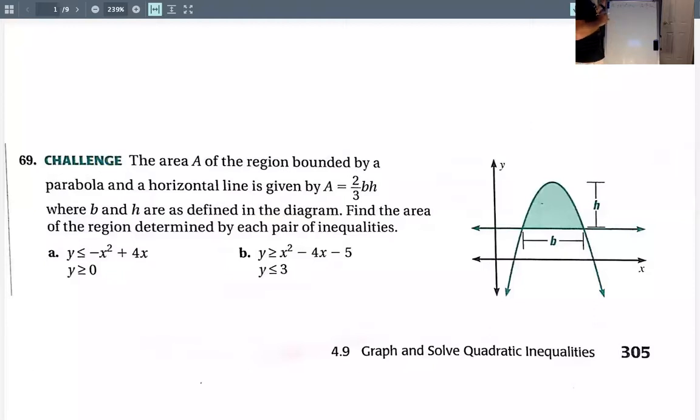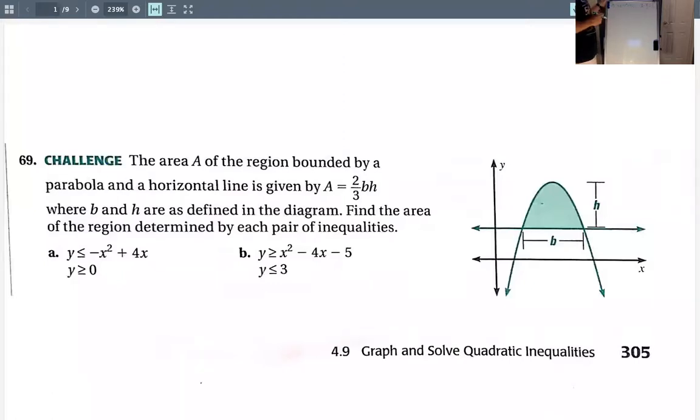How do I know that? Well, in B, that one opens up. And then that flat line, y is less than or equal to 3, you have to be under that line. Oh, no. Some of it's happening above. I thought that was -3. Okay.